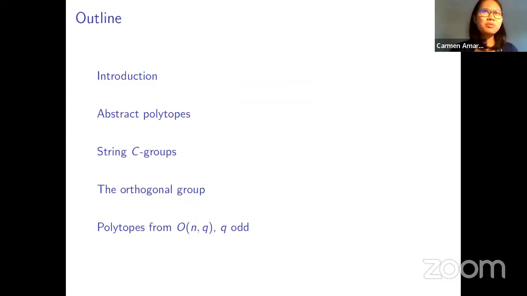So we shall begin with a brief introduction of the idea of abstract polytopes at yung connection nito sa more classical polytopes that we are familiar with. So how do we transition from classical polytopes, yung geometric polytopes, to abstract polytopes? And then I will introduce an object called string C groups and explain the connection of string C groups with abstract polytopes.